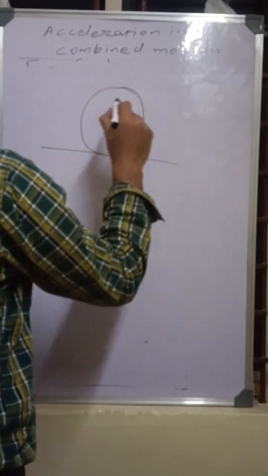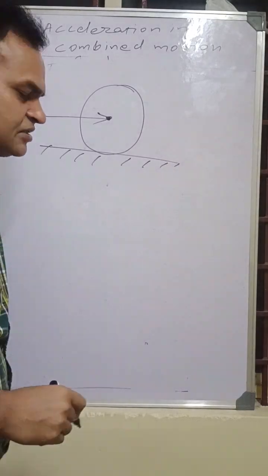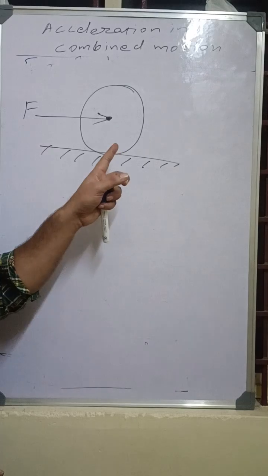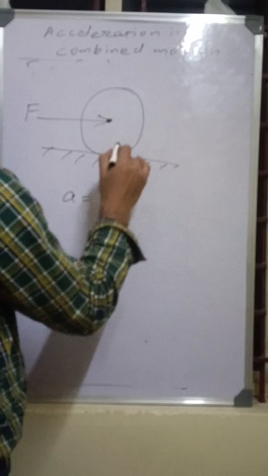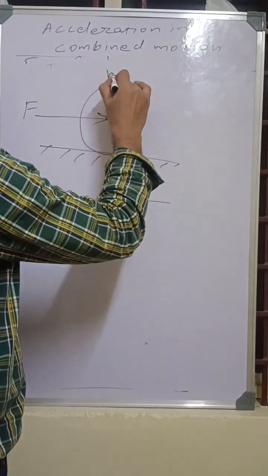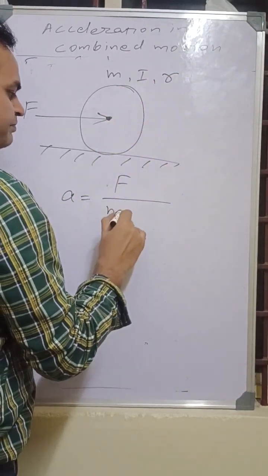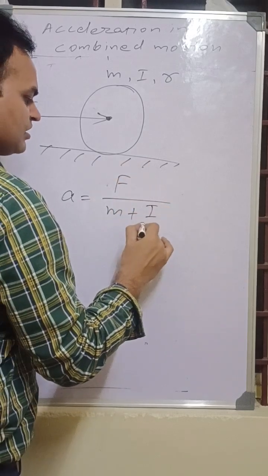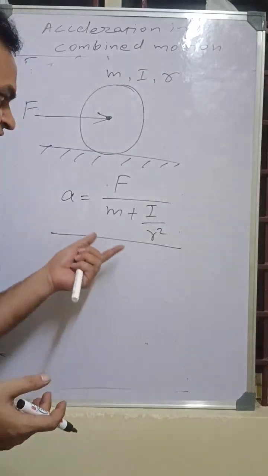Especially when a force is acting on a body rolling on a horizontal rough surface, and the force is acting at the center only. Whatever the situation, you can directly use the net unbalanced force, the external force. If the mass is m, the moment of inertia is I and r is the radius, then the inertia is m plus I by r squared, and the result will be the same, in very quick time.